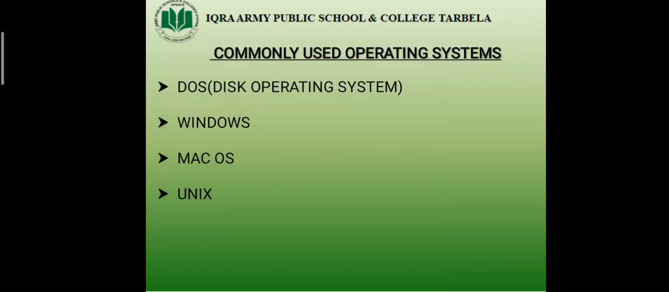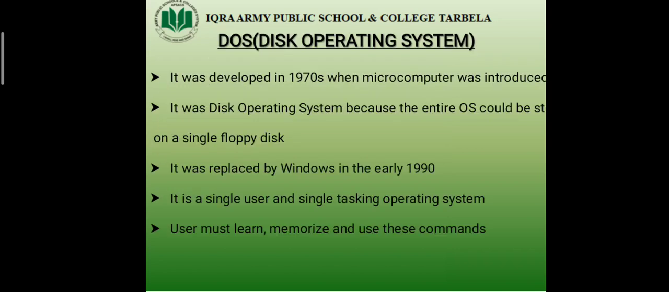Now we will discuss commonly used operating system. In our today's lecture, we will be discussing 4 types of commonly used operating system: the DOS, Windows, Mac OS and Unix. So let's discuss all of them one by one. First of all, we will discuss DOS or disk operating system.